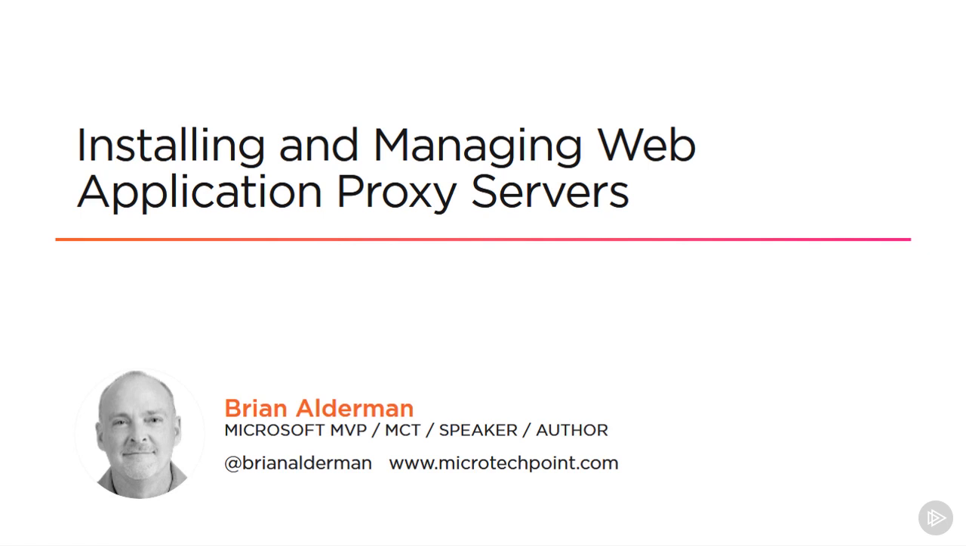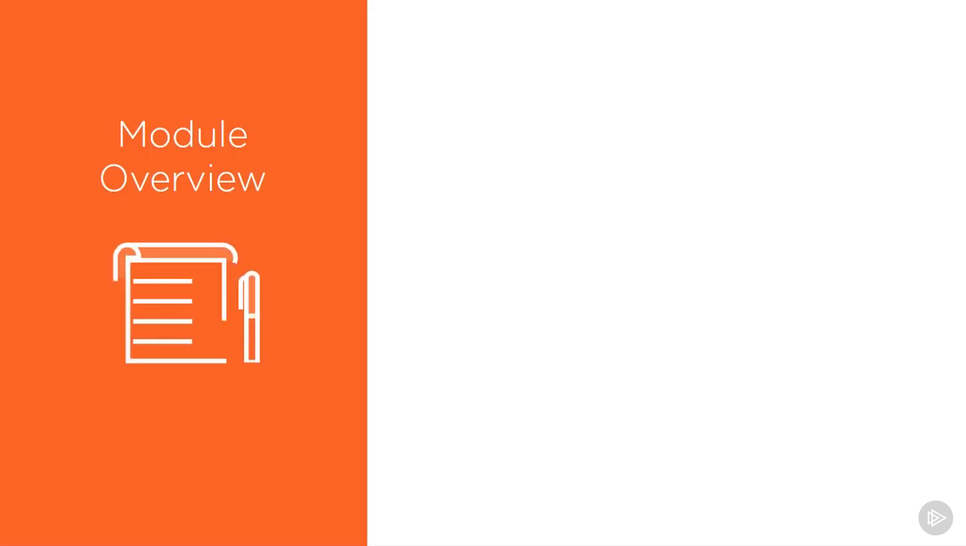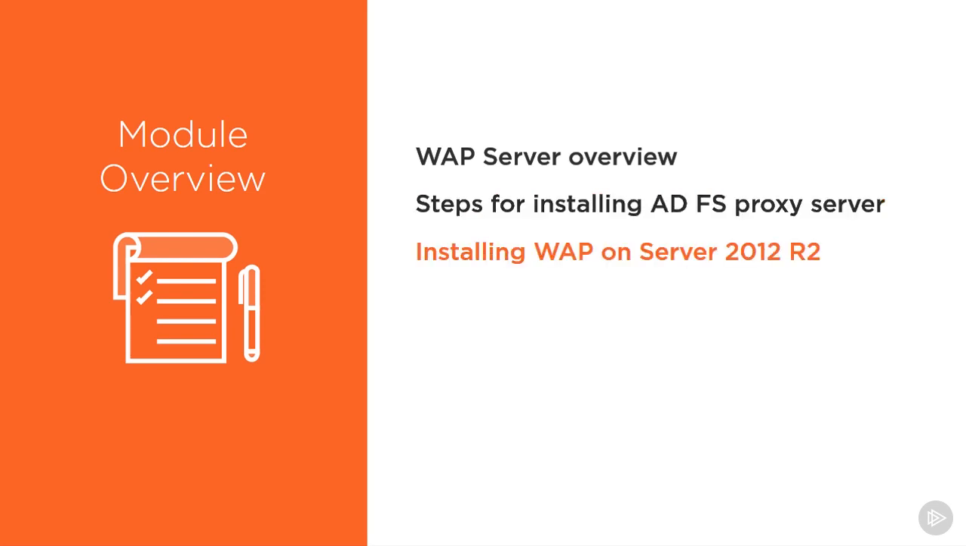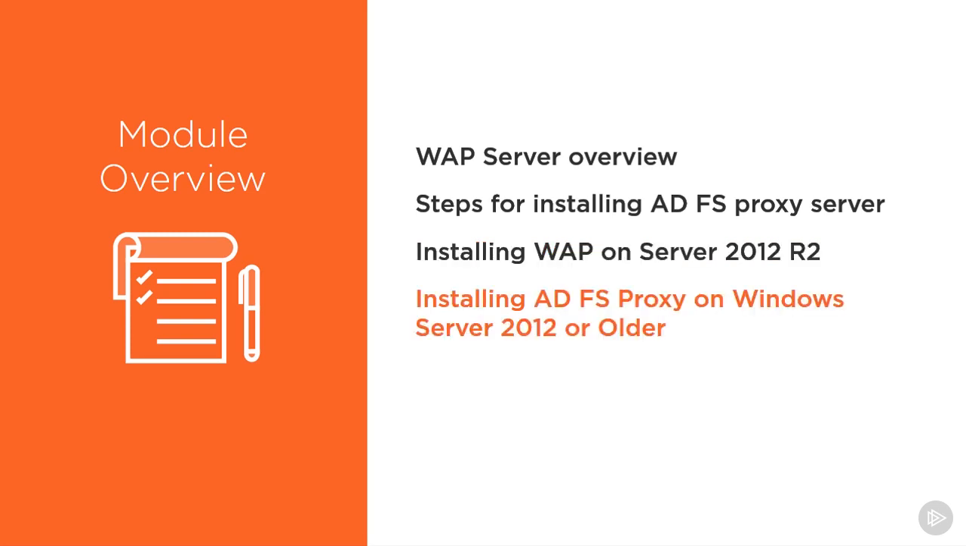So what I want to do in this module is discuss 5 different topics. The first one is going to be what the WAP server is all about, a little bit of an overview of the WAP server. Then we're going to walk through the steps for installing the ADFS proxy server. We're going to look at installing WAP, the Web Application Proxy Server, on Server 2012 R2, and we're going to compare those steps to installing ADFS proxy on Windows Server 2012 or older, so that way you have an understanding of the difference between the two. And then we'll wrap it up by looking at ways that we can customize the ADFS login page to give it a little bit more of a personal or company look, smell, and taste.